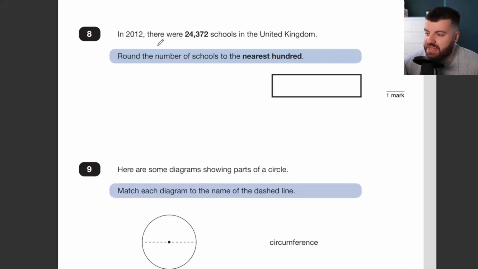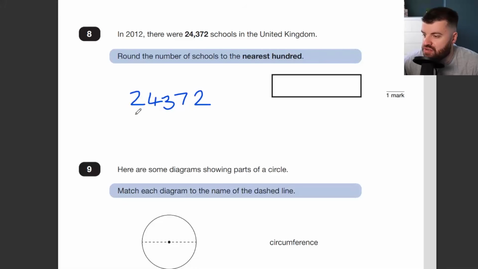Question 8. In 2012, there were 24,372 schools in the United Kingdom. Round the number of schools to the nearest 100. Now, I have a technique on this, guys. We have a video on our channel about rounding. Go and look at it. It's a super, super simple way to round. I'm going to show you it right now.